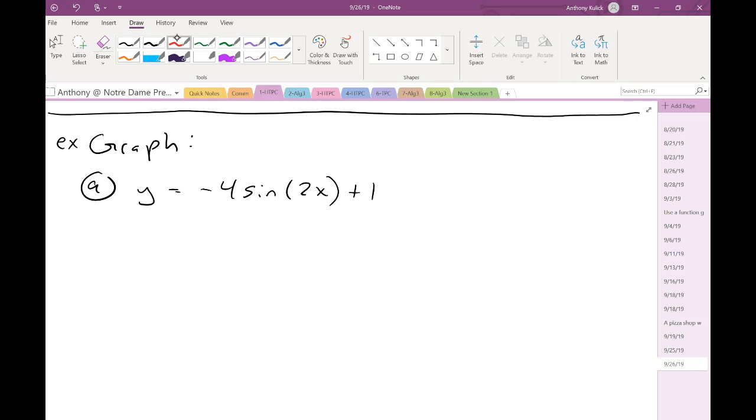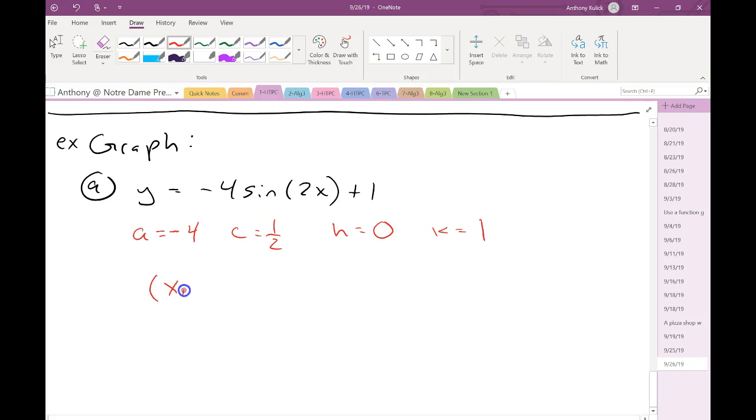So, let's say we want to graph something like this. What I'm going to do is first start by identifying the values for A, C, H, and K. What's my value for A? Good. What's my value for C? 1/2. My value for H? And my value for K? All right.